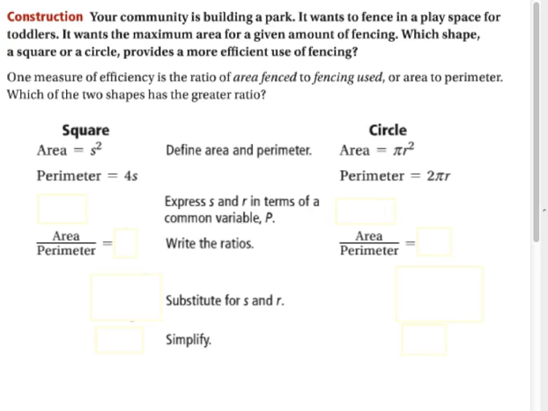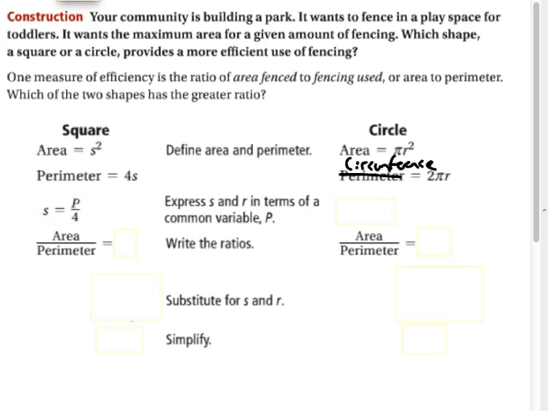All right, so to do this, first of all, we have to remember areas and perimeters of our geometric shapes. Now, for a circle, we're not used to seeing that written as perimeter. We're used to the word circumference, right? So just keep in mind when they say perimeter, that is the same thing as circumference. That's where that formula is coming from, okay? So we have our formulas. Now we have to express S and R in terms of a common variable. So in terms of P.